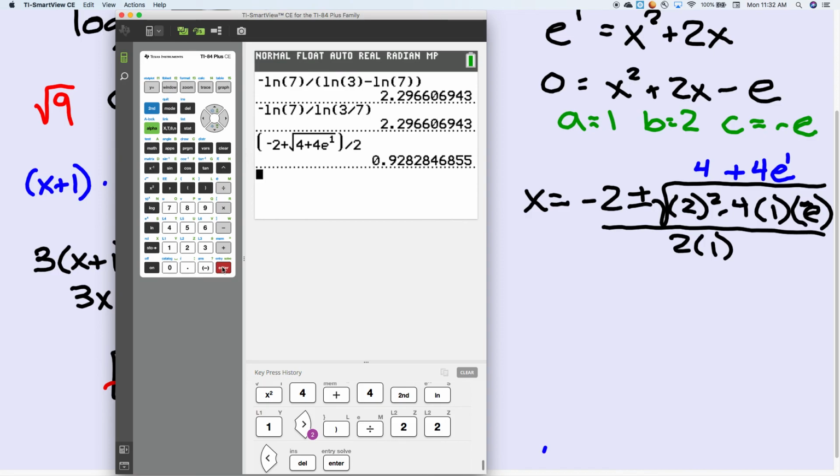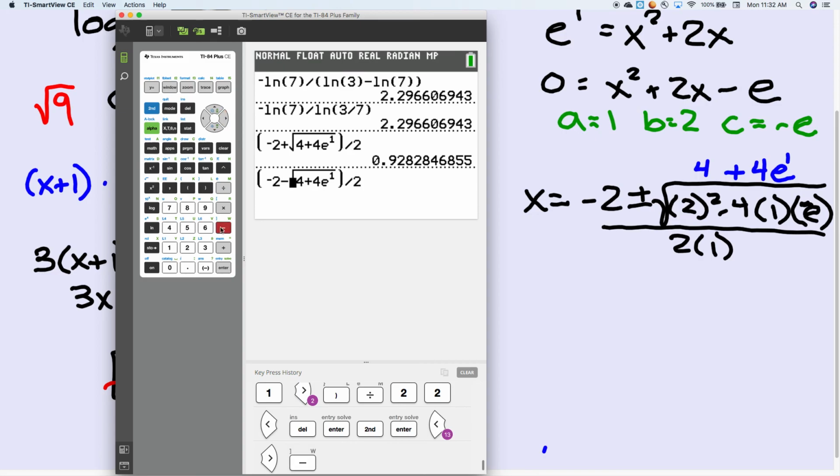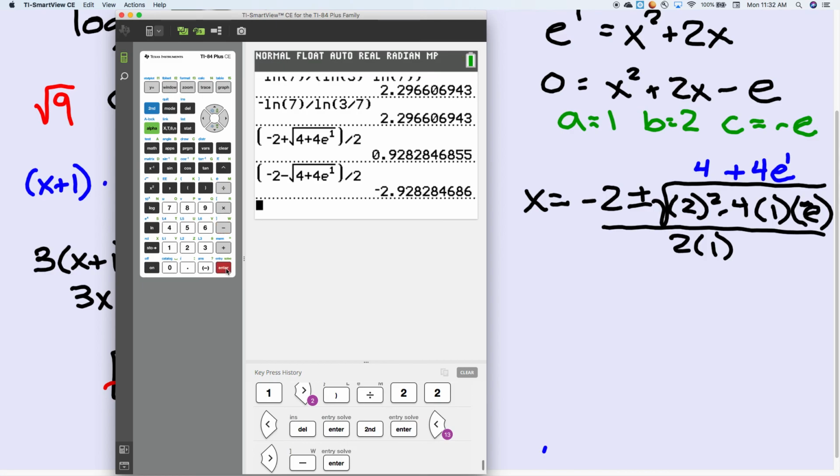Now, if you have the newer versions, you can just click up and it will take you back in there and you can change your negative. You can change your plus to a minus. If you have the older versions, the 83 or the 84 silver, note this. If I do second, enter, it brings up what I just did. So then I can scroll over to that plus and change it to a minus. So if you have the older version, it's second, enter. It'll go up to the entry above. And you can keep clicking second, enter to see other things you've done.